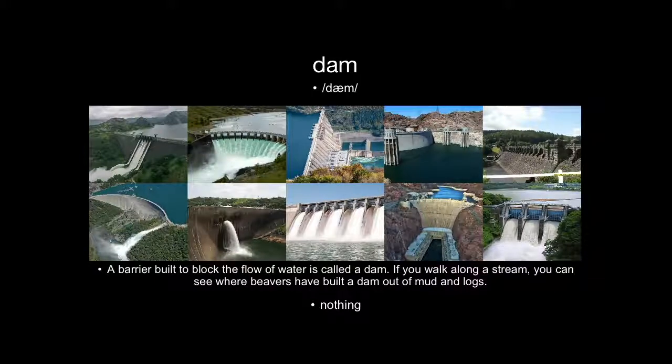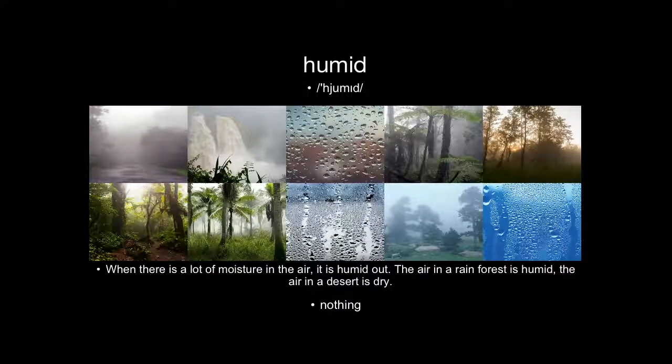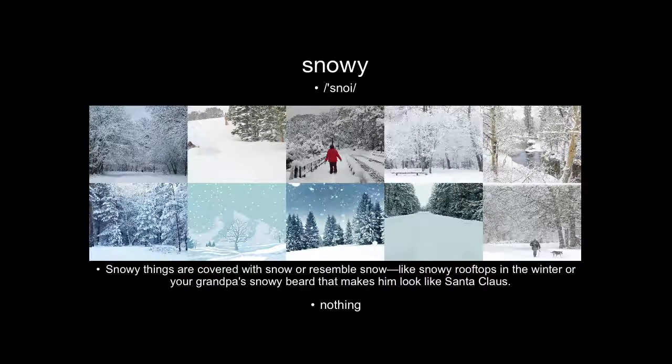Dam. A barrier built to block the flow of water is called a dam. If you walk along a stream, you can see where beavers have built a dam out of mud and logs. Humid. When there is a lot of moisture in the air, it is humid out. The air in a rainforest is humid, the air in a desert is dry. Snowy. Things are covered with snow or resemble snow, like snowy rooftops in the winter or your grandpa's snowy beard that makes him look like Santa Claus.